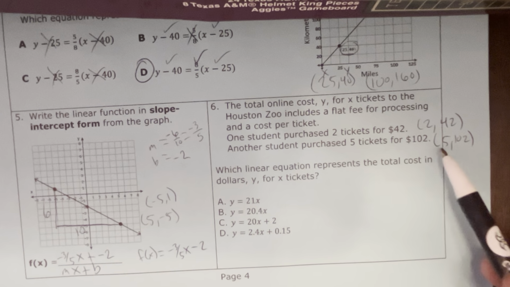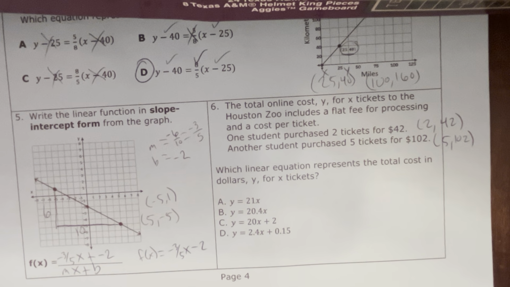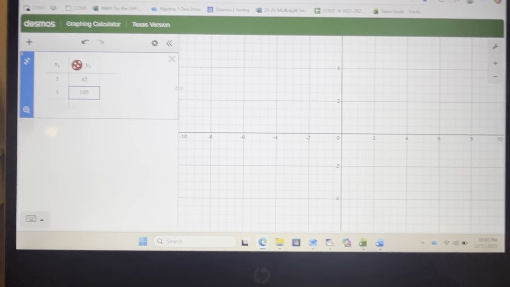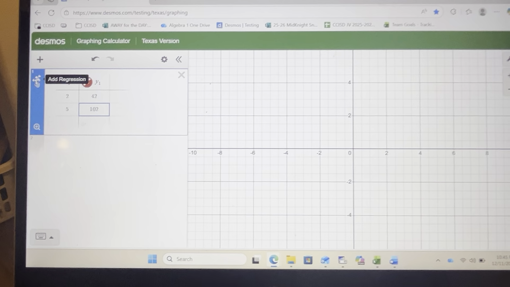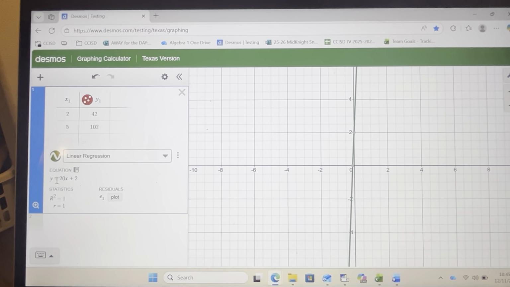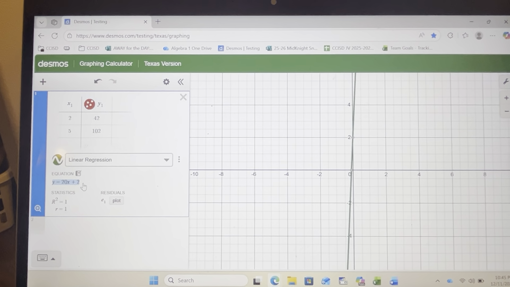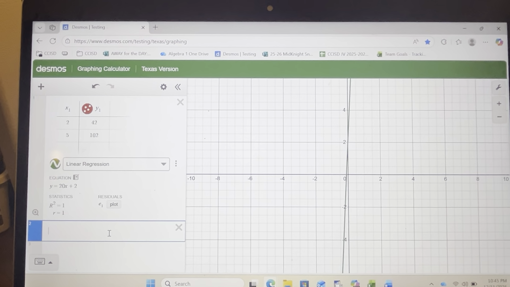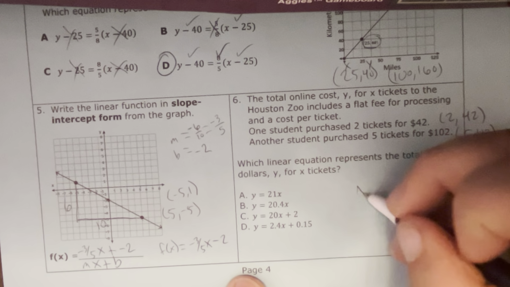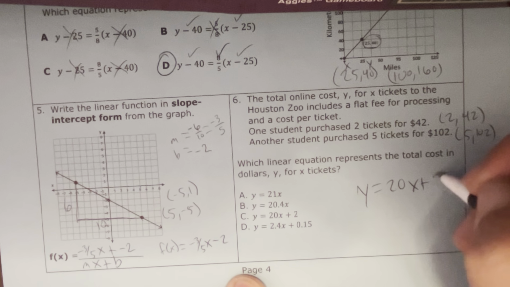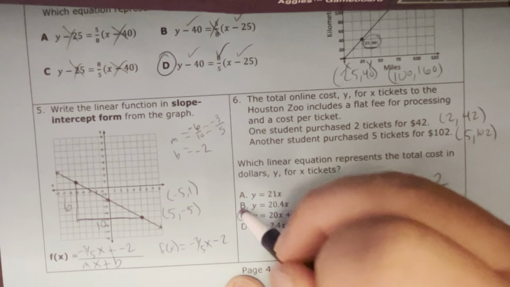I can put these 2 points into my Desmos and we'll see what it is. So let's check it out. All right, so I put in those points into Desmos exactly as they are. We'll connect the dots, and there's my equation. Y equals 20x plus 2. And so that's what I'm going to be looking for. All right, so in Desmos, we got y equals 20x plus 2, which is C.